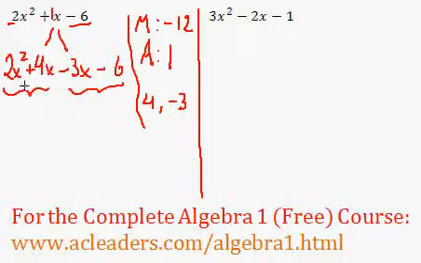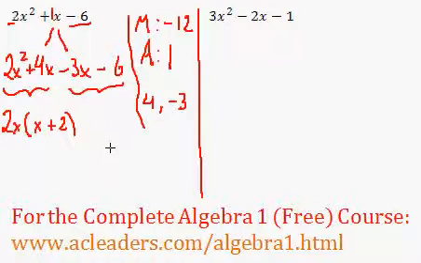So 2x squared plus 4x, I can factor out a 2x. 2x squared divided by 2x is just x. 4x divided by 2x is just 2. Then over here, negative 3x minus 6, I can factor out a negative 3. Negative 3x divided by negative 3 is just x. And negative 6 divided by negative 3 is just positive 2.